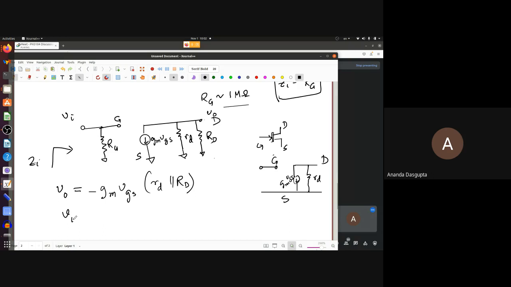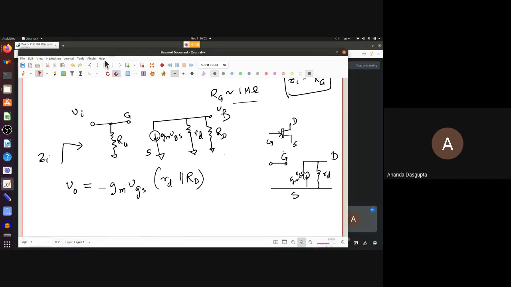What's VI? Or how do you relate VGS here to VI? That's important, because you'll really need VO by VI. So what you need is how much is VGS in terms of VI, and how do you figure that out? VGS, of course, is the difference between the gate voltage and the source voltage. How much is the source voltage here? From this circuit, it should be obvious how much the source voltage is.